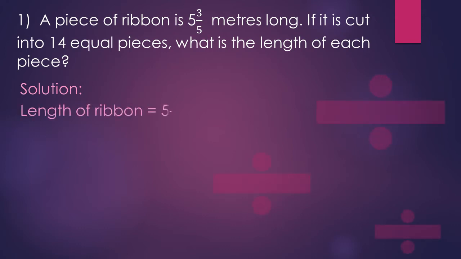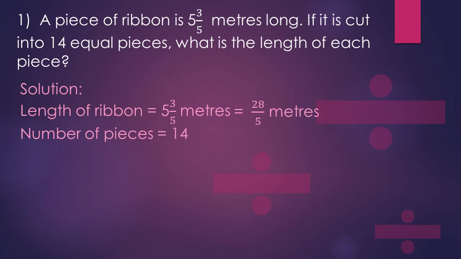So the first statement is length of ribbon is equal to 5 3/5 meters. But that is a mixed number, so first we convert it into an improper fraction. 5 5s are 25 and 25 plus 3, 28. So the fraction is 28/5 meters. If the ribbon is cut into 14 equal pieces, the second statement is number of pieces is equal to 14. And the third statement is length of one piece is equal to 28/5 divided by 14/1.